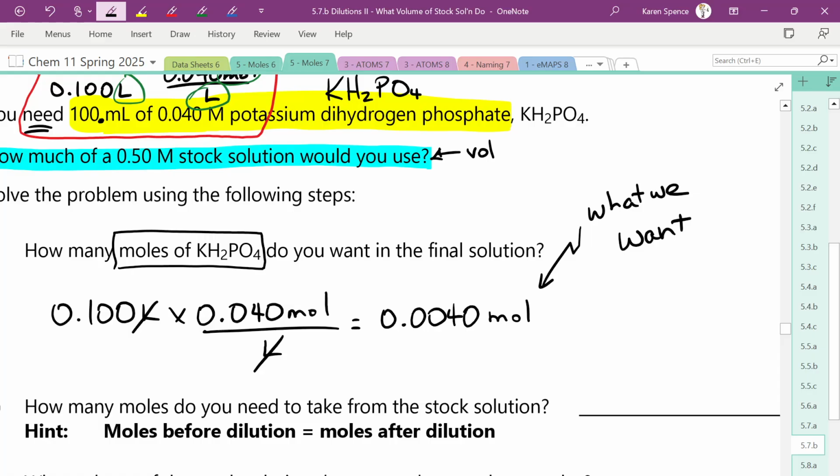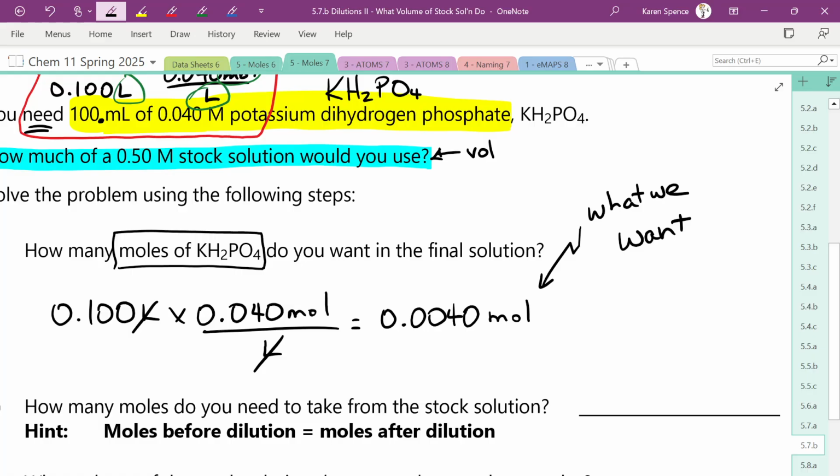Now, this question is actually a little bit silly. If we want 0.0040 moles, how much should we take from our stock solution? How many moles should we take? Don't think too hard. I'm going to rephrase the question for you. You want one donut. How many donuts should you take?